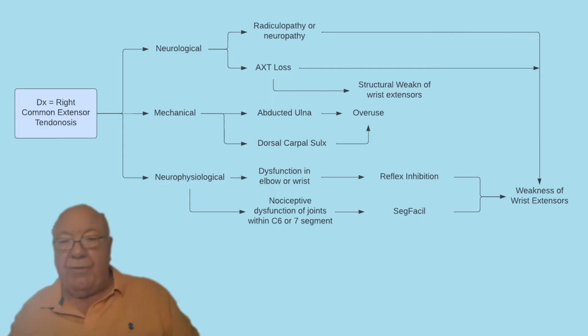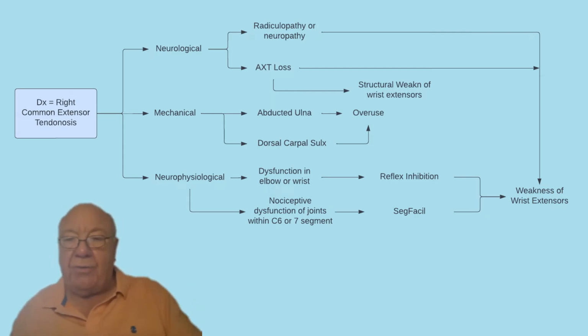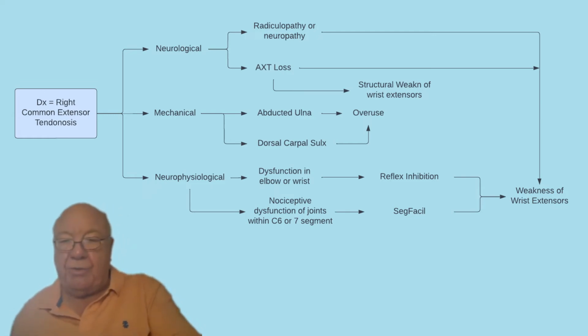Or this can be neurophysiological. The dysfunction in the elbow or the wrist can produce reflex inhibition, which weakens the muscle and makes it vulnerable to degenerative changes.